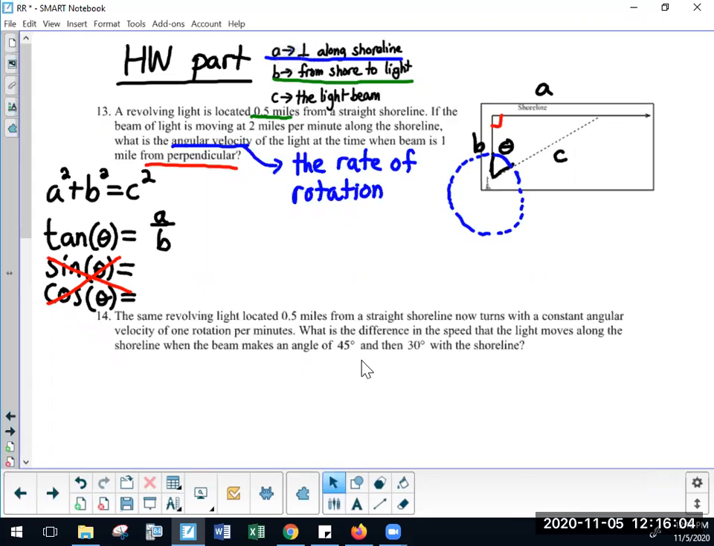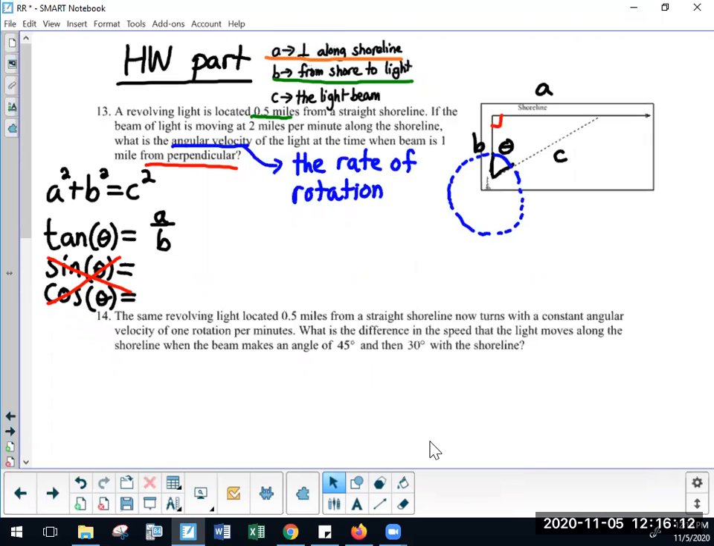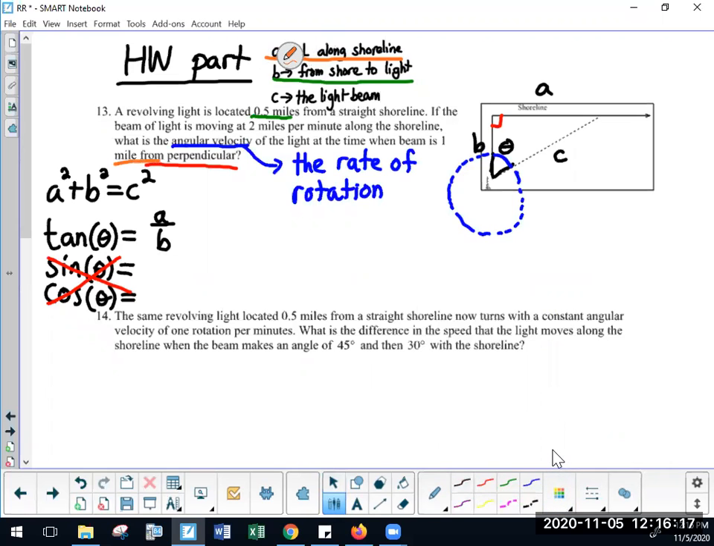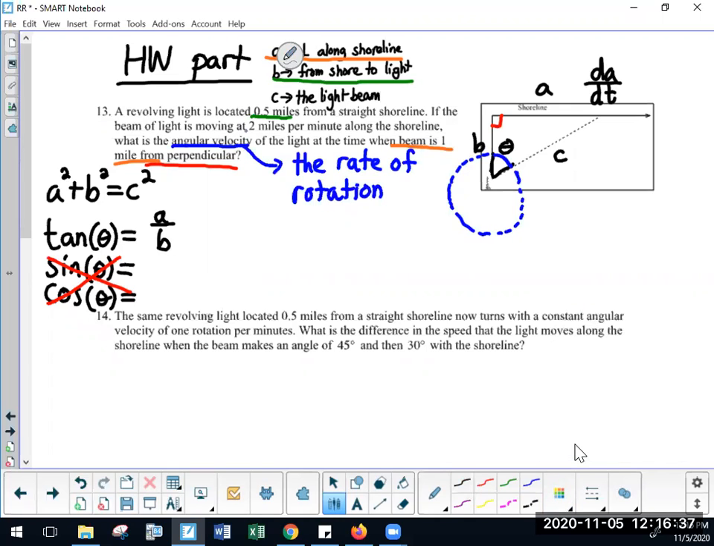Oh, that was an inopportune choice of color. Let me change that. I was about to get a little bit more confusing. So that's why I thought tangent would work, because I've got A and B. And similarly, I've got a dA dt. That one is this, and it's positive because that distance is increasing.